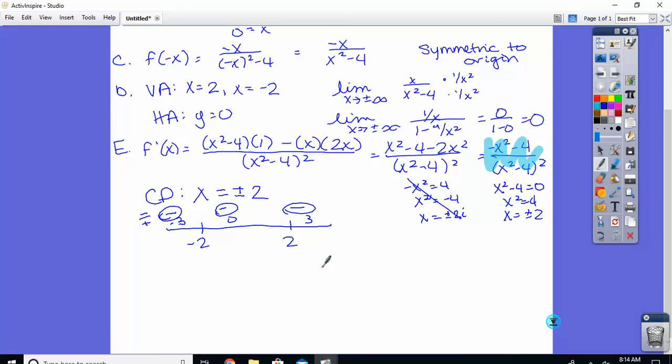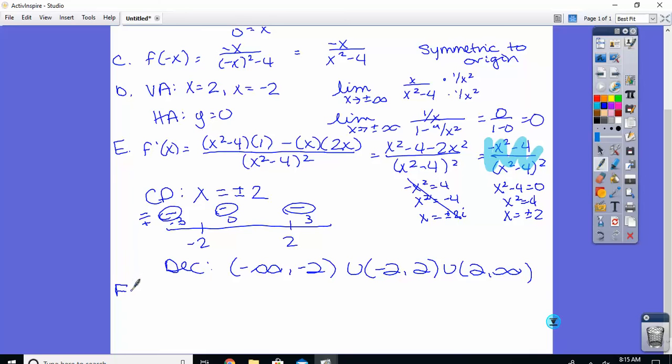Does that mean I'm decreasing from negative infinity to positive infinity? No, because we have asymptotes at 2 and negative 2, so we do have to break our intervals up there. So it is decreasing negative infinity to negative 2, union negative 2 to 2, union 2 to infinity. F is the maxes and mins. So looking at this, if it's always decreasing, do we have a max or min?